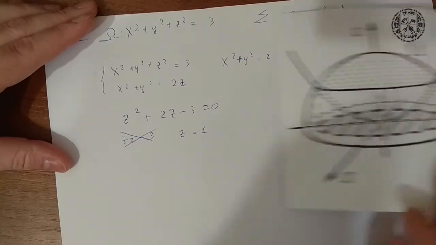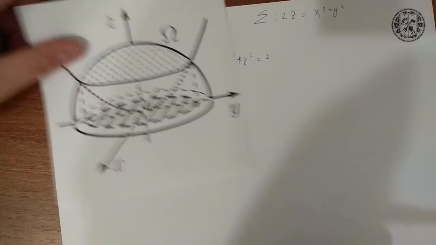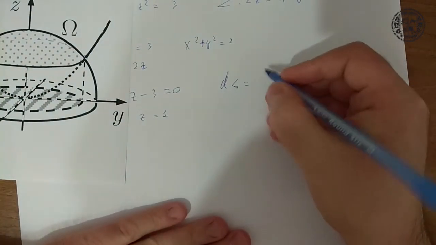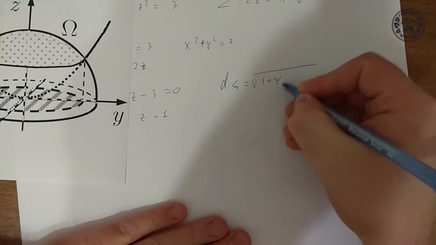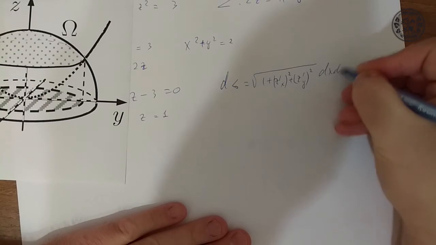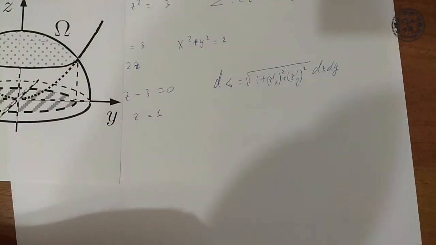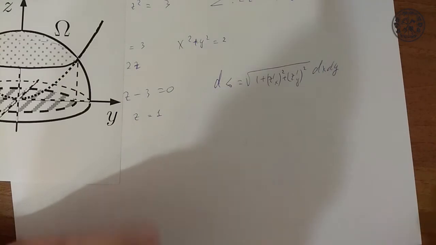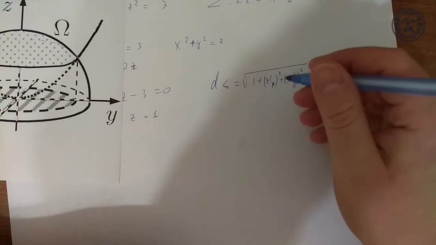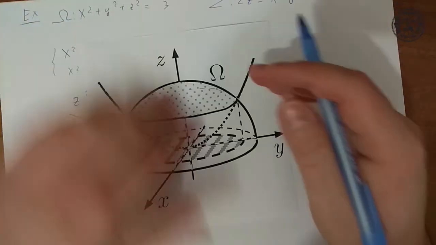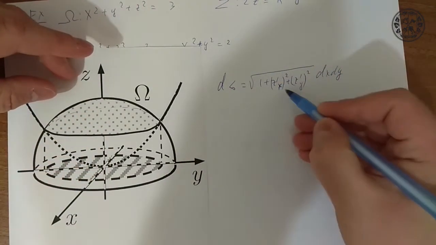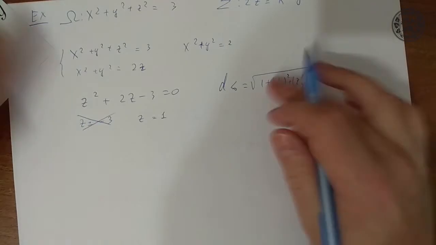Now we have to find d sigma. This will be the square root of 1 plus z prime x squared plus z prime y squared, dx dy. If we try to project on some other plane, we would have, for example, 1 plus x prime z squared plus x prime y squared.